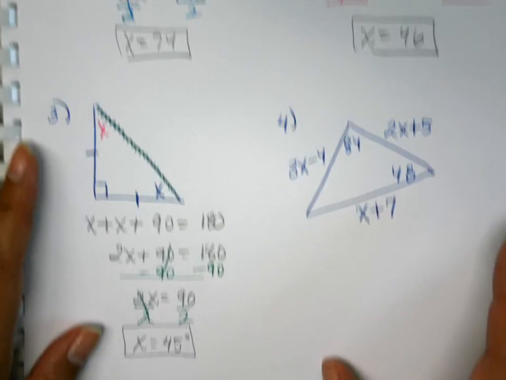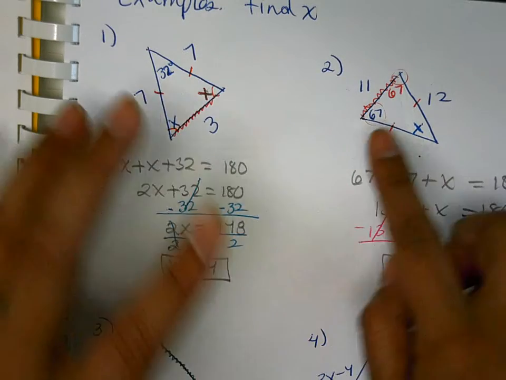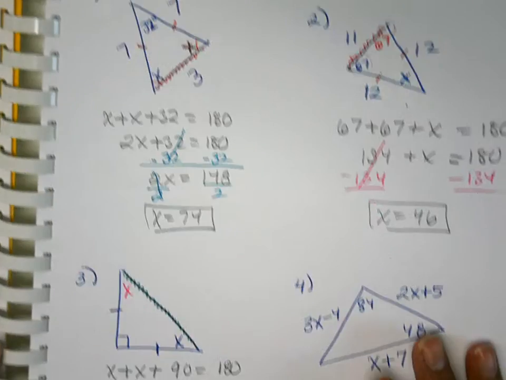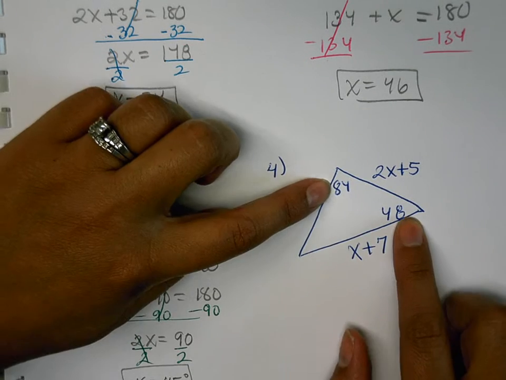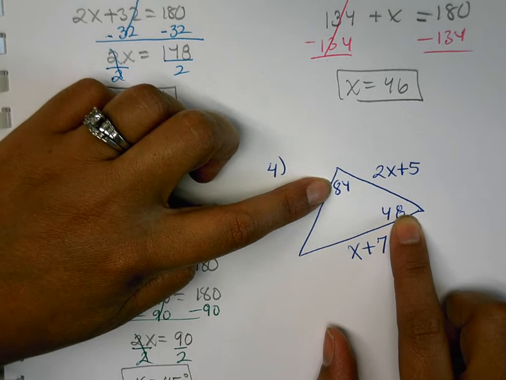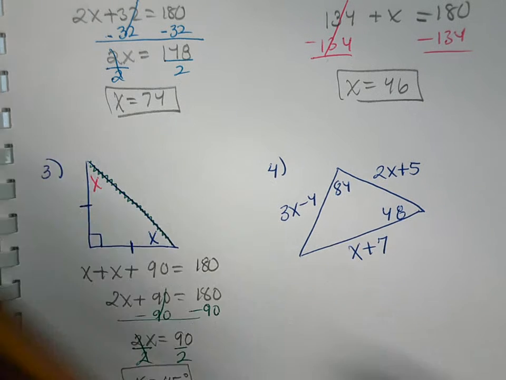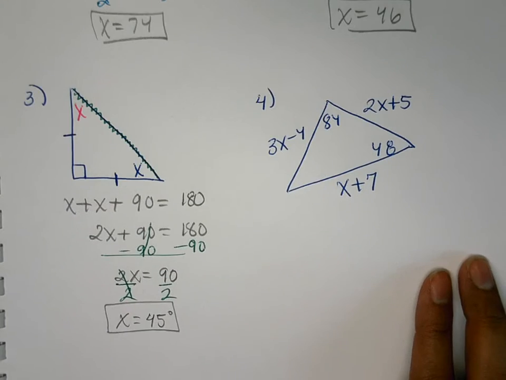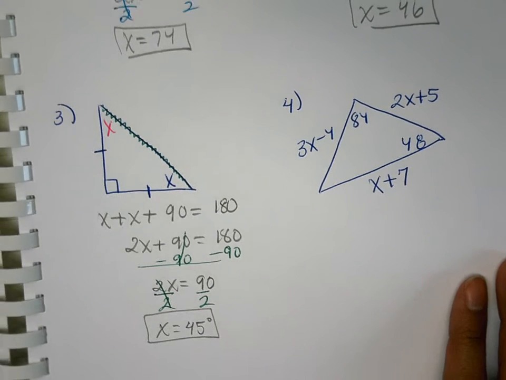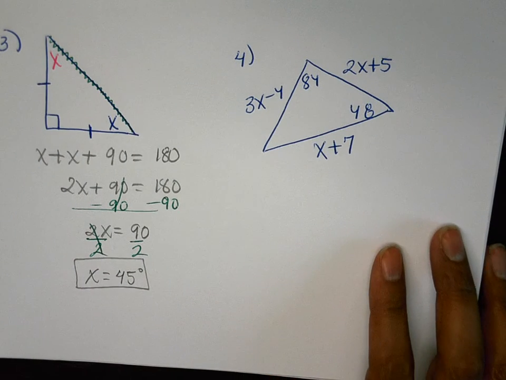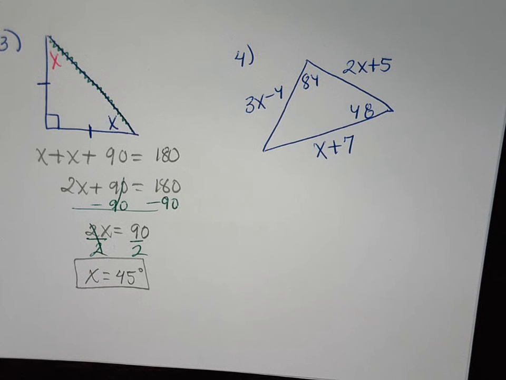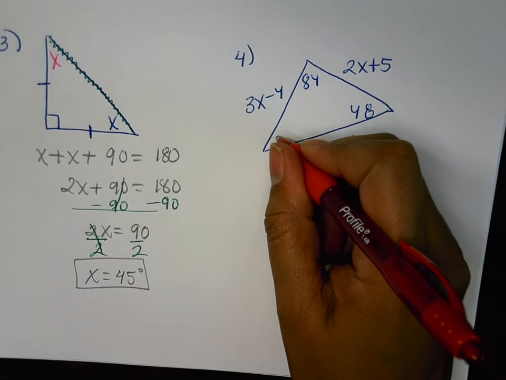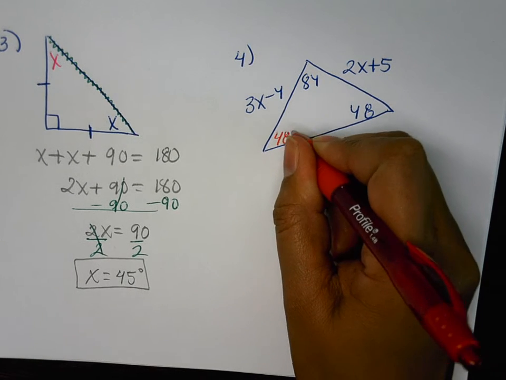Earlier we did not because we had x's on the inside, so we had to do some extra work. But this one, what are you going to do? Add these up and subtract from 180. Do that now. Okay, give it to me. 48 degrees. Does everybody agree?